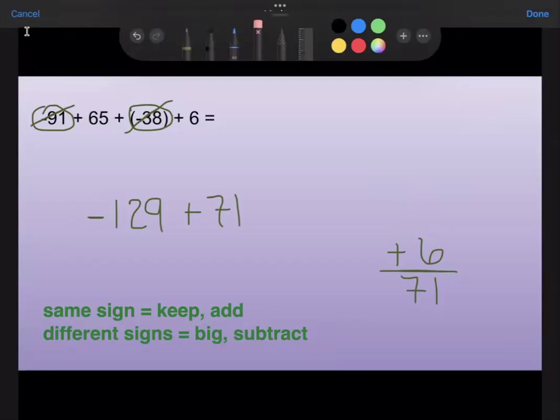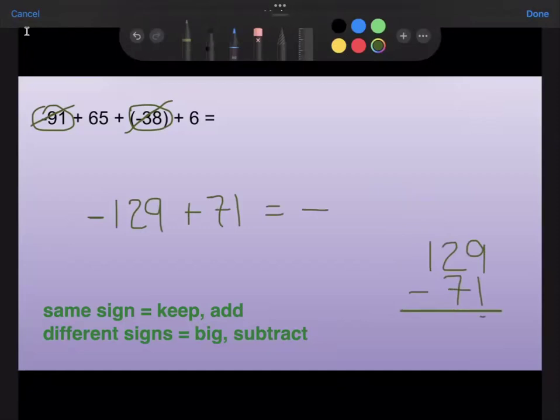So now that I'm done using my same sign rules, I can use my different sign rules. That means I keep the sign of the bigger number. The bigger number is 129, so that means it's going to be a negative answer. And then I have to subtract the numbers. So I'm going to come over here and do 129 minus 71.